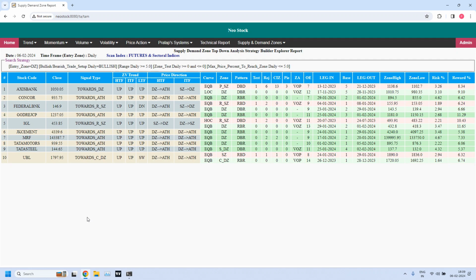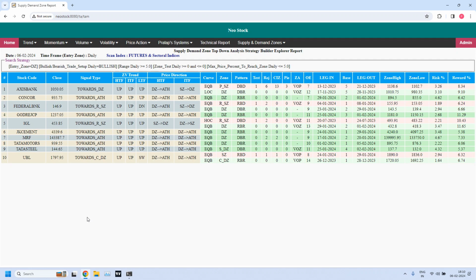And look into the reward. All these stocks, between demand zone and supply zone, the reward is a minimum 5%. But risk varies. But how to minimize the risk? You know the technique, you already learned in chapter 16, zone confluence, fine tuning the zone. That way we can reduce the risk.